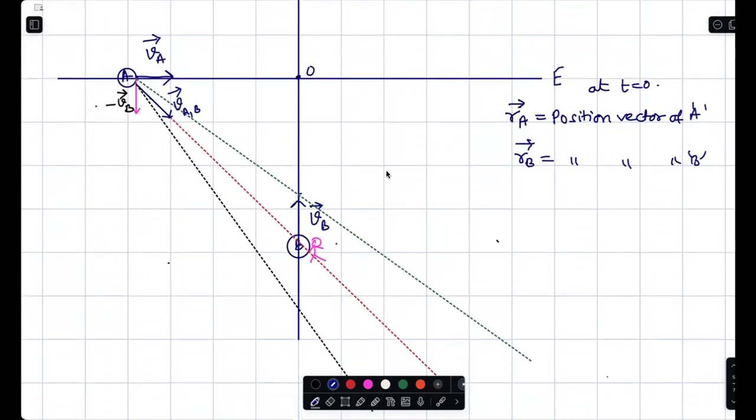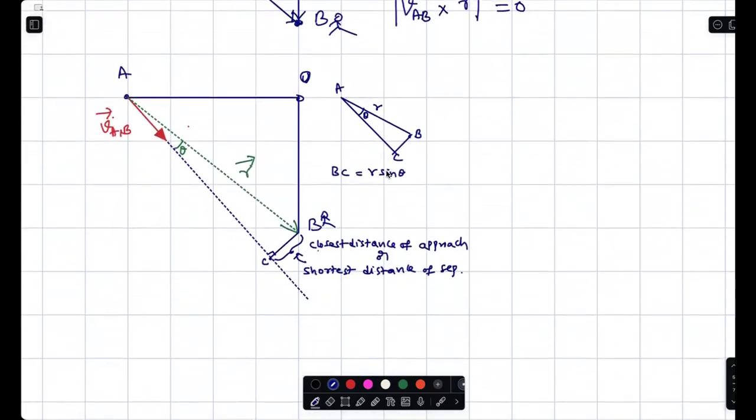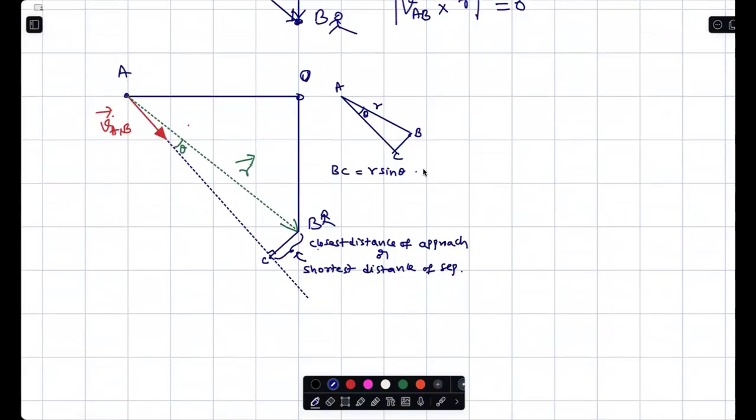Same thing I am going to do right now. In this case, I want R sin theta. So what am I going to do? R sin theta is nothing but VAB bar cross R bar magnitude by VAB. If you do this, what you will get? Shortest, closest distance of approach or shortest distance of separation is what you will get.